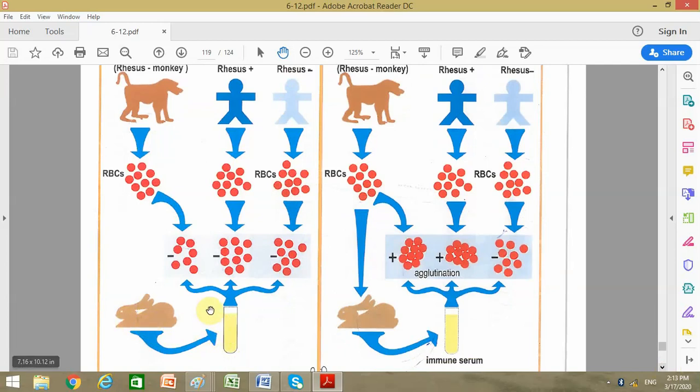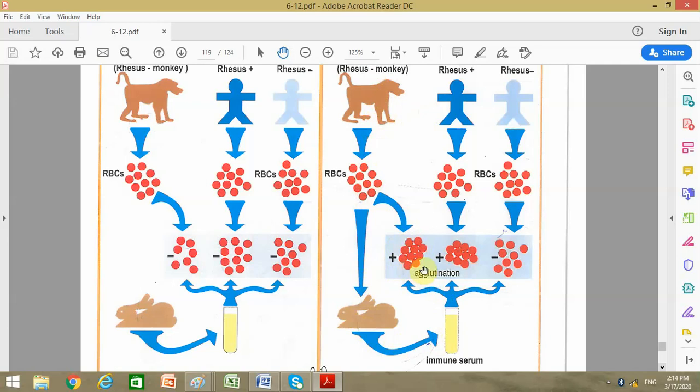This serum of the rabbit cannot agglutinate the blood of the monkey nor of the 100 individuals, because the serum of the rabbit does not have antibodies against the RBCs of the monkey or of the human being. However, if in a second experiment we extract blood from the rhesus monkey, inject it into the rabbit, and then take out serum from the rabbit, this serum will agglutinate the blood of this monkey because it now has antibodies. It developed antibodies against the blood of the rhesus monkey.